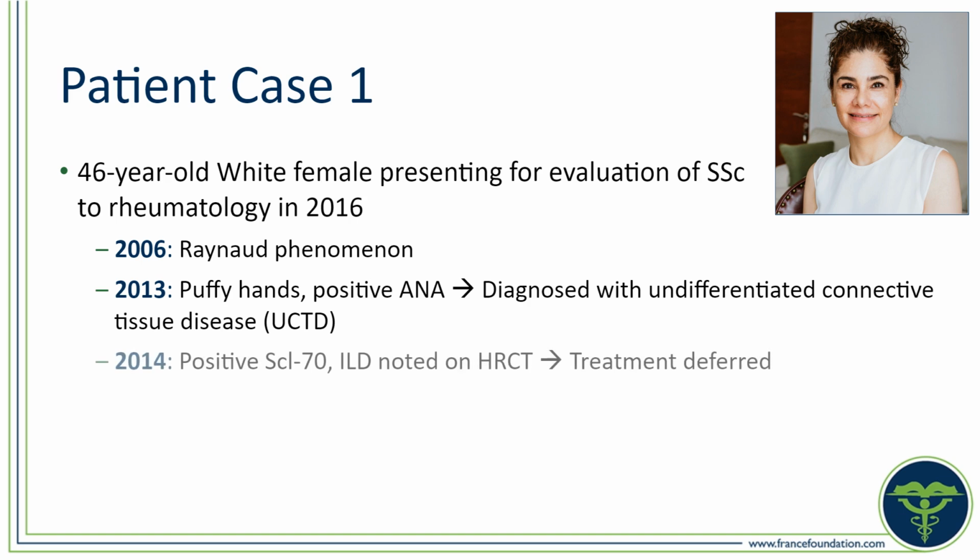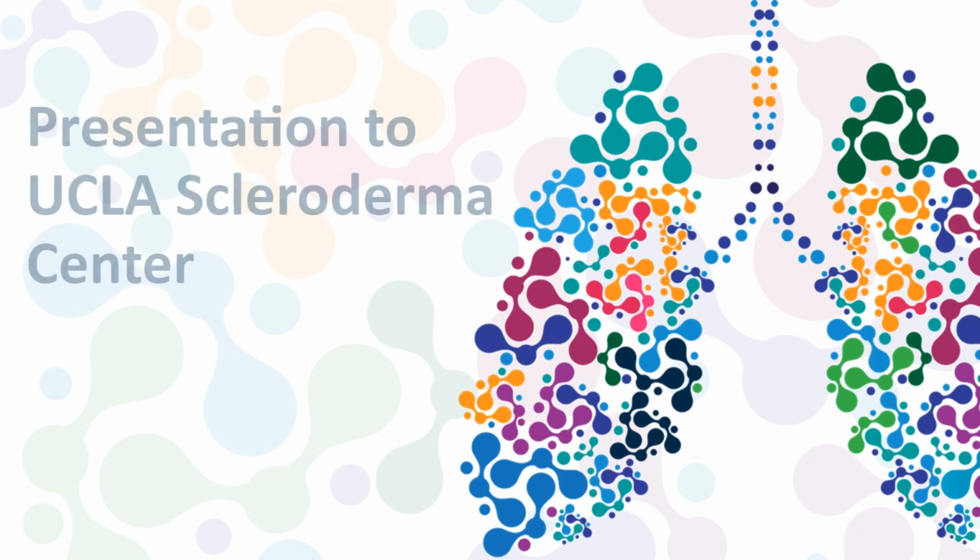A year later, she went back to that community rheumatologist and further lab testing was done, and she was found to have a positive SCL70 antibody. A CT of her chest was also obtained, which demonstrated ILD, but no treatment was offered her at that time. 2 years later, she developed shortness of breath.